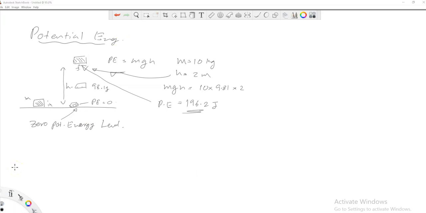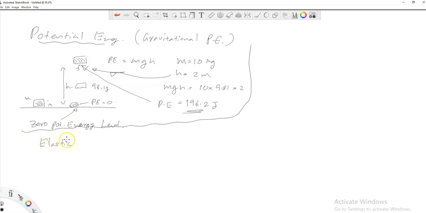So we talked about gravitational potential energy. This example I gave you is gravitational potential energy. Now let's talk about the other type, elastic potential energy. A simple example is a spring. So here we have a solid surface, here we have a spring attached, and let's say you're going to apply a force and stretch the spring by x distance.